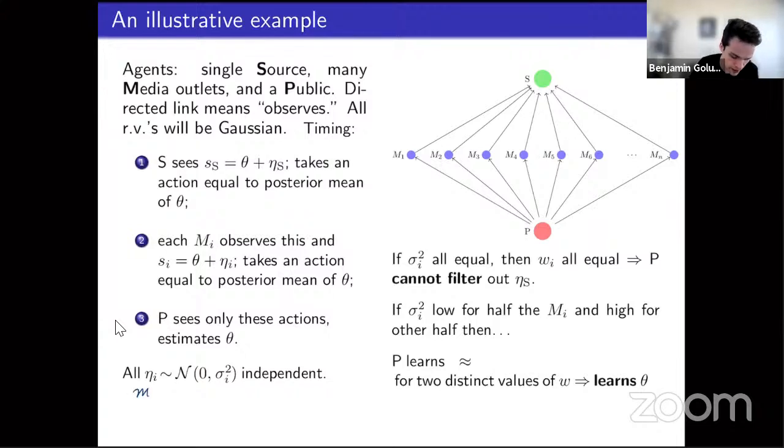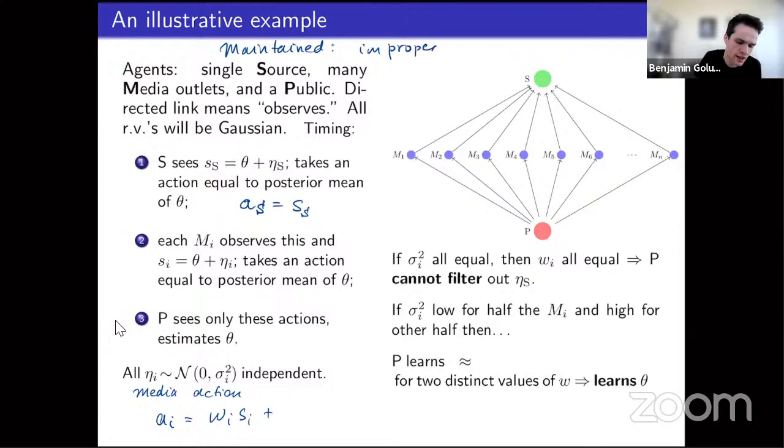let me do a really simple thing and write out a typical media outlet's action. In this world, this action is equal to the signal. So they reveal their signal, right? And then the media action, what are they going to do? They're going to take a weighted average of their private signal and the source's signal. I'll put here that we're maintaining that everybody has an improper prior. This is just to make things simple. It doesn't matter, but it makes it completely obvious that people just use their signals. So this person is going to combine the two signals. The media outlet knows the signal of the source and knows their own signal. And as from basic normal updating formulas, this is going to be the kind of average that the media outlet takes.